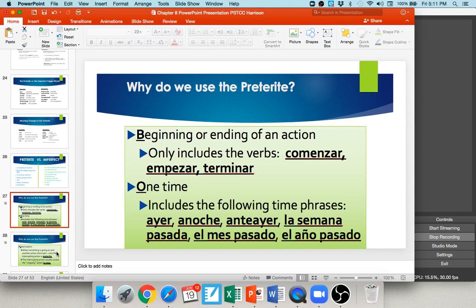But BOIST, B-O-I-S-T. The B in BOIST stands for the beginning or ending of an action, and it includes common verbs such as comenzar, empezar, and terminar. The O in BOIST stands for one-time events. These include those trigger words like ayer, yesterday, anoche, last night, anteayer, the day before yesterday, and anything with pasado, la semana pasada, el mes pasado, el año pasado. So BOIST, beginning or ending an action, one-time events.